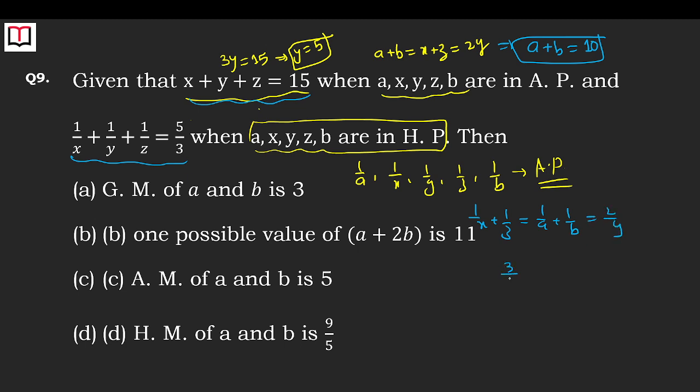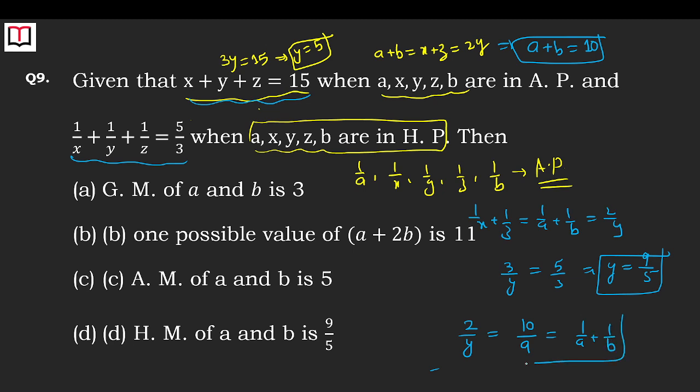So here again is 3 by y is equal to 5 by 3. So y is 9 by 5. Y is 9 by 5. Now, what does that mean? 2 by y is 10 by 9, which is nothing but 1 by a plus 1 by b.